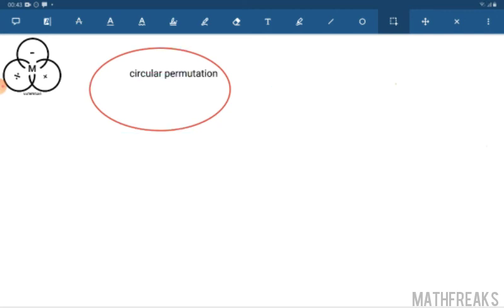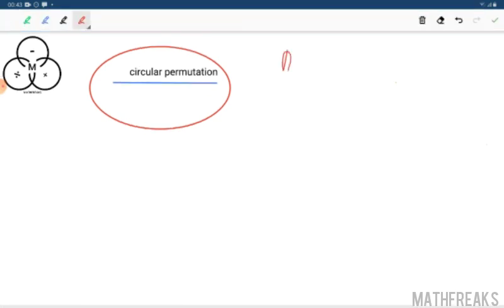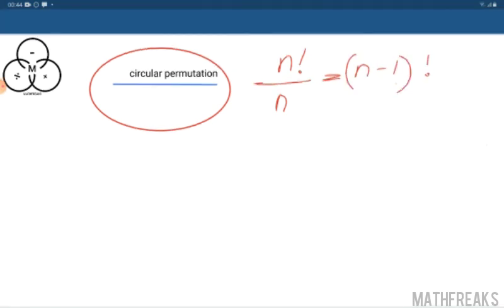Circular permutation is simply n factorial over n, which gives us n minus 1 factorial.